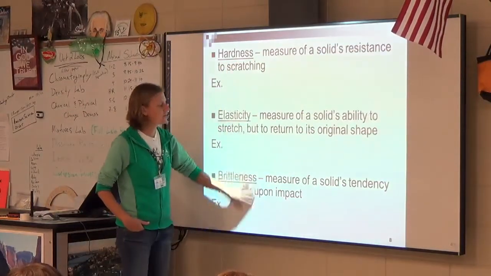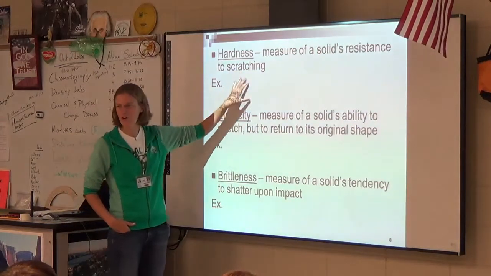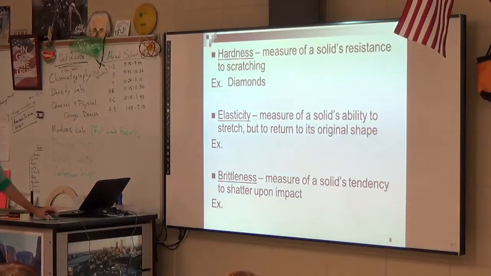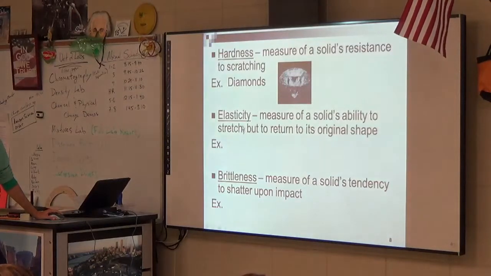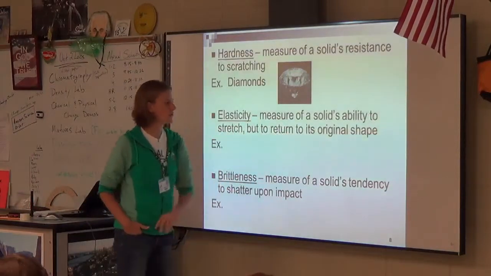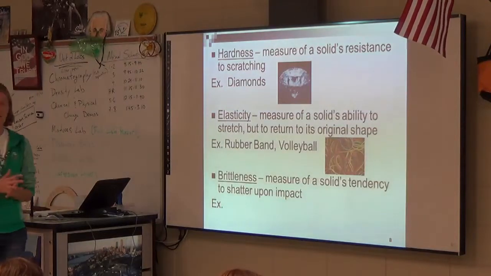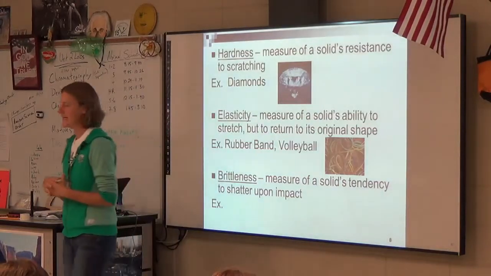A few more random physical properties now. Hardness. What is the hardest material we know of? Diamonds, okay. Measure of a solid's resistance to scratching. Elasticity. Good, stretchy, rubber bands. Measure of a solid's ability to stretch but return to its original shape. So be careful not to say silly putty. That can stretch, but is it going to return on its own? No, so it's not elastic.